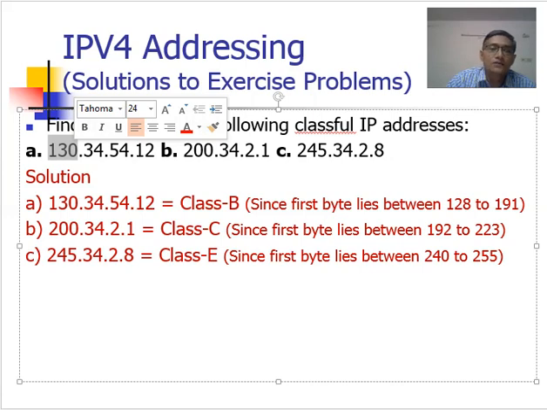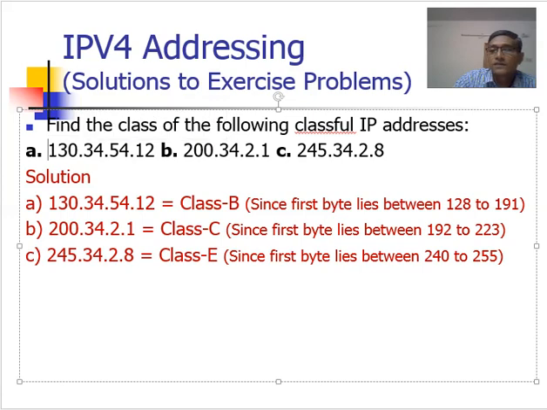Similarly, if you calculate like this for the subsequent classes, for class B it will be 128 to 191, and for class C it will be 192 to 223. For class D it will be 224 to 239, and for class E it will be 240 to 255. So I have explained class A, and similarly, if you calculate the corresponding decimal values, the ranges will be like this.